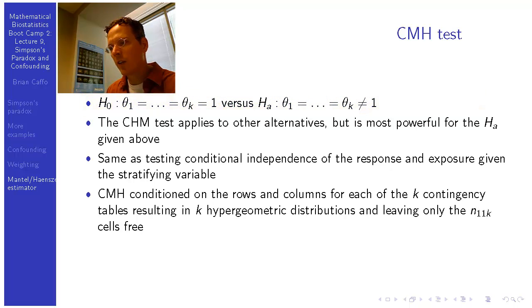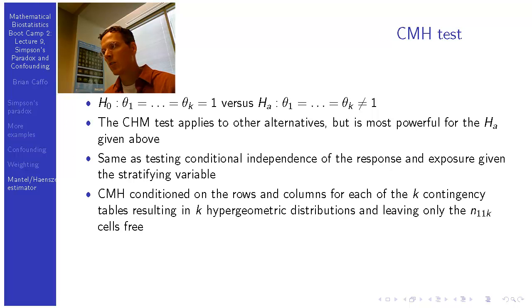And it turns out that the CMH test applies to other alternatives, but it's more powerful for the particular alternative given above. I'll also mention that this test is exactly the same as testing for conditional independence of response and exposure given the stratifying variable. And so this Cochran-Mantel-Haenszel test, the way it's executed is it conditions on the rows and the columns for each of the contingency tables exactly like Fisher's exact test, resulting in hypergeometric distributions, and then leaving only the upper left-hand cell of each table free, just exactly like we did in Fisher's exact test, only this time doing it for each specific cell.